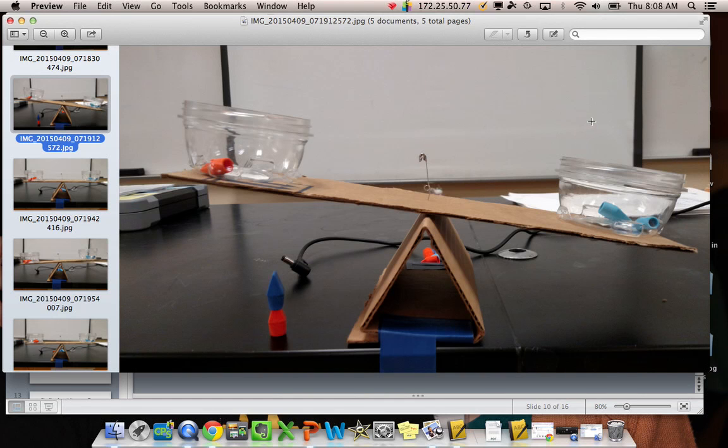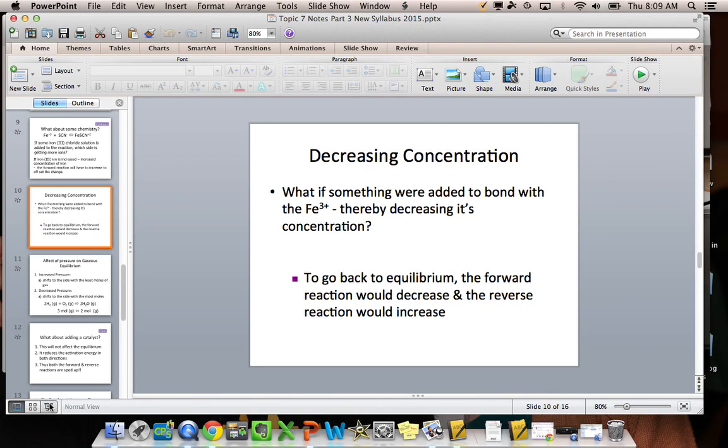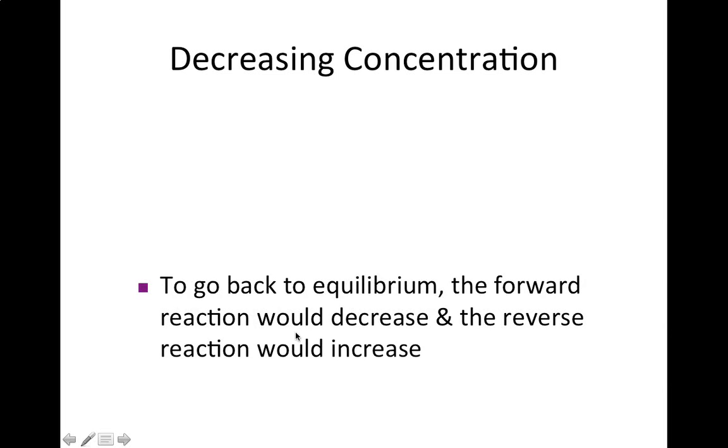So what's going to have to happen is I'm going to have to shift towards the reactants. I'm going to have to form more of those reactants to get this to balance. So I'm going to shift to the reactant side, or shift to the left. And again, this is where you can be using your pencil, going back and forth and seeing what's going on. So to go back to the equilibrium, the forward reaction would decrease and the reverse reaction would increase.